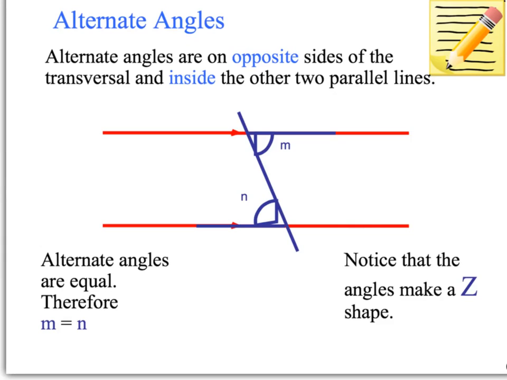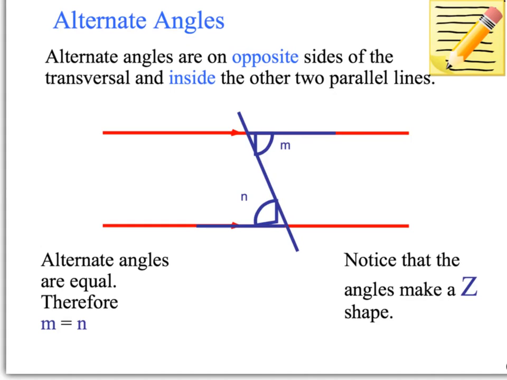Okay, so alternate angles are on opposite sides of the transversal. So in this diagram, this is the transversal. And you can see that they're on opposite sides of the transversal, but they're inside the two parallel lines. You can see they're parallel because there's the little arrows there. Alright, so that's alternate angles. They are always equal. When we're dealing with parallel lines, alternate angles are always equal, and in this lesson we will be only dealing with parallel lines.